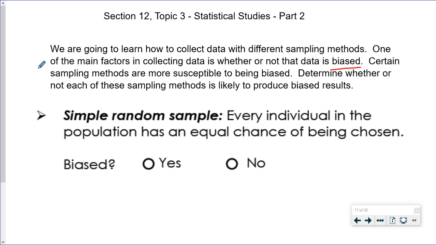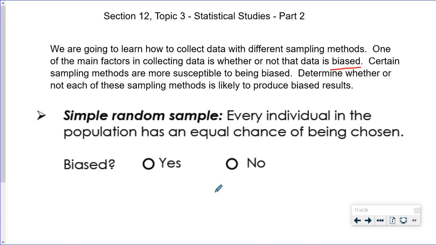Certain sampling methods are more susceptible to being biased, and we're going to determine whether or not each of these sampling methods is likely to produce biased results. First, simple random sample: every individual in the population has an equal chance of being chosen. So let me give you an example of each one of these as we go through.